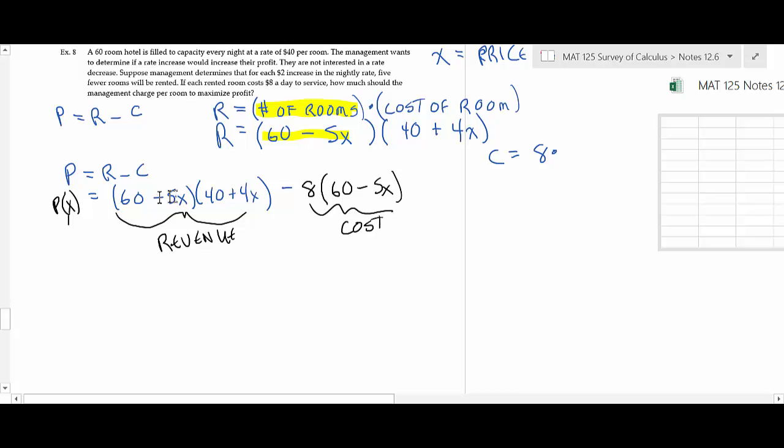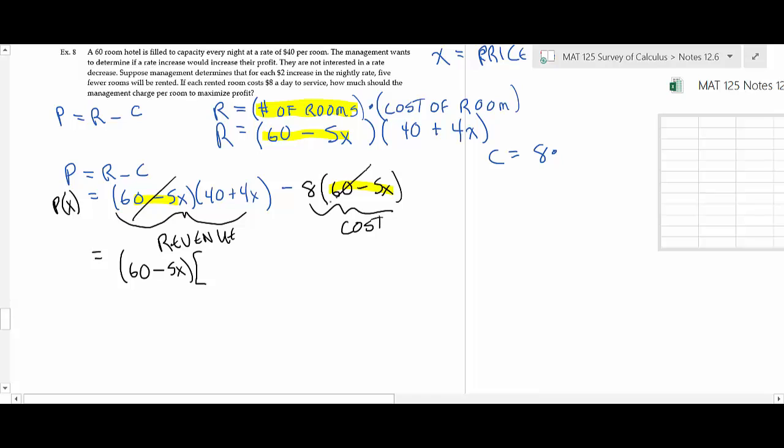Before you do the derivative, you could FOIL that out, multiply, collect like terms. You can do that if you want to. But you could also do this. It's easier if you do this. Isn't that a common factor? Take it out. It's less work, okay? If you don't see that, it doesn't matter. But I'm going to go ahead and take out 60 minus 5x, okay?